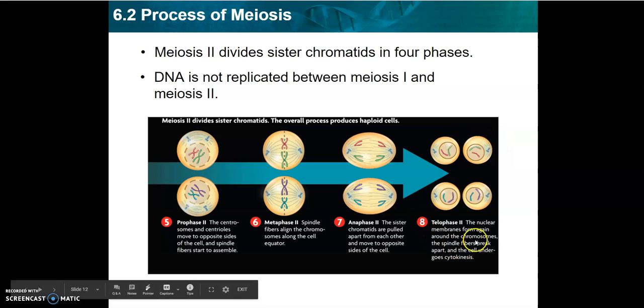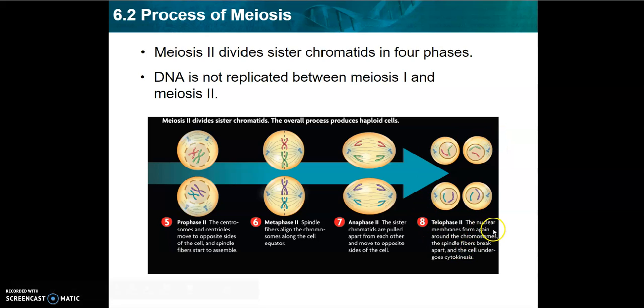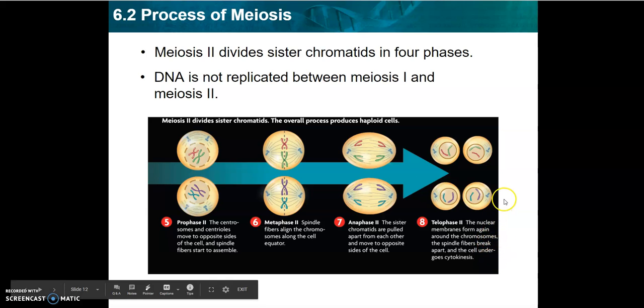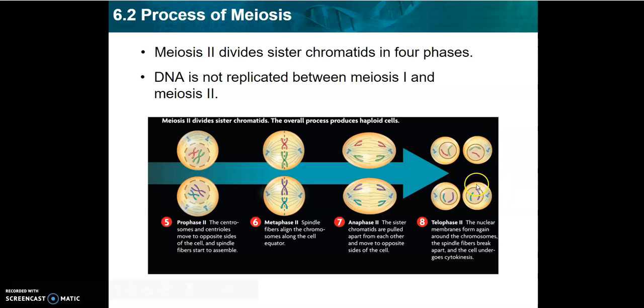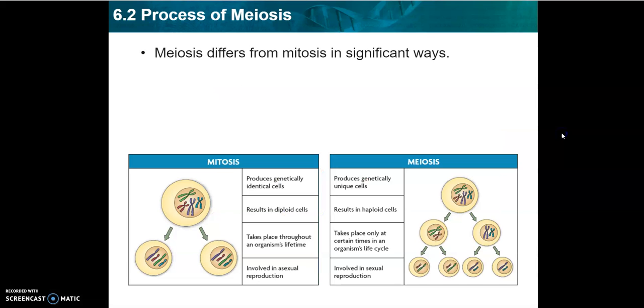In the end, we end up at telophase 2 with nuclear membranes forming again around chromosomes. The spindle fibers break apart, and we have 4 mismatched cells. They are not identical to the parent. It's a combination of genetics that could go either way. They could favor mom, they could favor dad, they could be a completely 100% split.